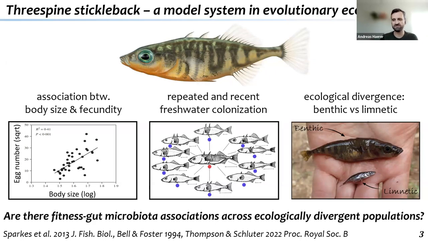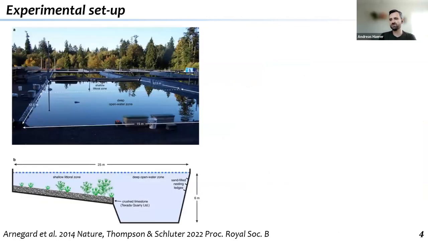So to specify the questions I asked in the previous slide, we can ask whether there are fitness gut microbial associations across such ecologically divergent populations, or natural replicates. And to test for those microbiota fitness associations, we took advantage of an experimental setup at the University of British Columbia in Vancouver, where they have those huge experimental ponds, 25 by 15 meters.